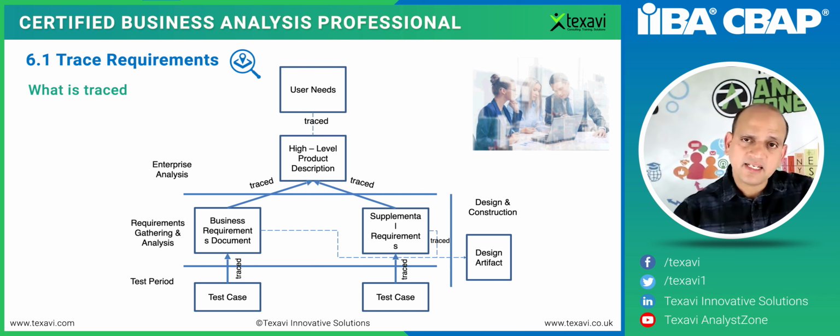So even the test cases need to be traced back to the requirements, right? So that's the forward traceability from the user needs down to the features, the benefits, the functionality, functional requirements, non-functional requirements, and then final test cases. And then the reverse is the backward traceability.